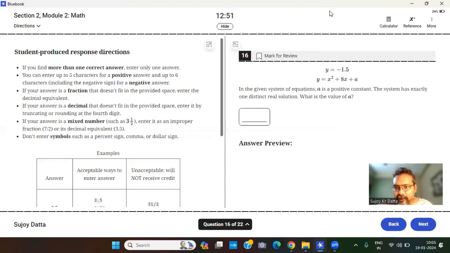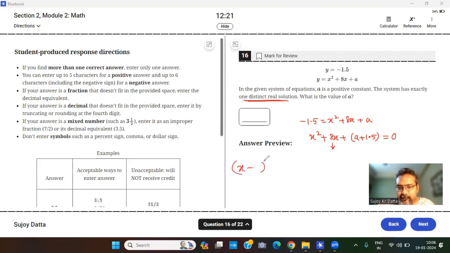Next, y is negative 1.5 and y is this. In the given equation, a is a positive constant, and there is only one solution. So if I plug in this y here, I'm going to get negative 1.5 equals x squared plus 8x plus a. So x squared plus 8x plus a plus 1.5 is 0. If it has to have a single solution, then it must be of the form x plus something, whole square, equal to 0. That something will give the solution. So 8x is 2 times x times 4.